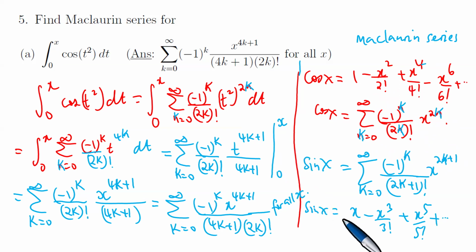And the sine x is x minus x cubed over 3 factorial plus x to the 5th power over 5 factorial, and so on.